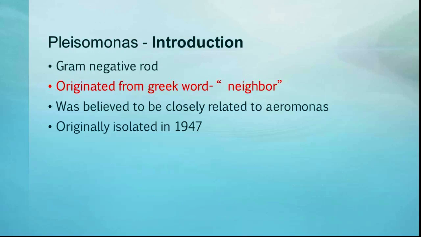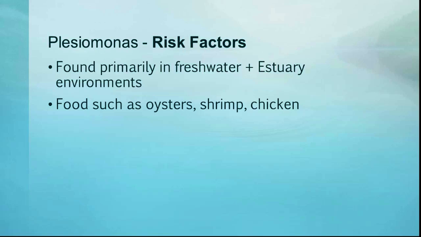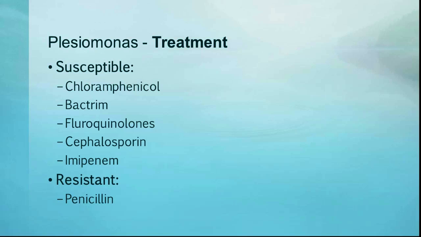Plesiomonas is another freshwater organism. The name Plesiomonas comes from the Greek word which means neighbor, because when it was initially isolated in 1947, it was thought to be closely related to Aeromonas, so they gave it that name. It's usually in fresh water, but you can also get it from foods such as oysters, shrimp, or chicken. For treatment, it's susceptible to chloramphenicol, Bactrim, and fluoroquinolones as well. It's resistant to penicillin.